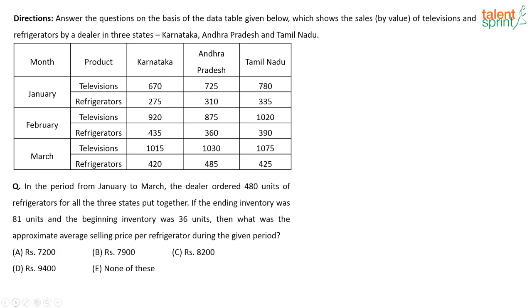Next one. In the period from January to March, the dealer ordered 480 units of refrigerators for all the 3 states put together. If the ending inventory was 81 units and the beginning inventory was 36 units, then what was the approximate average selling price per refrigerator during the given period?